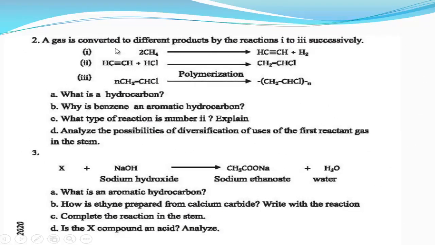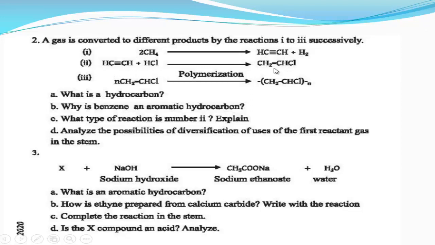Now the second creative question is, a gas is converted to different products by the reactions 1, 2, 3 successively. That means by these 3 reactions. What is hydrocarbon? You know. Why is benzene an aromatic hydrocarbon? Also I have discussed this in my video lecture. What type of reaction is number 2? Explain. Number 2 reaction is simply an addition reaction.